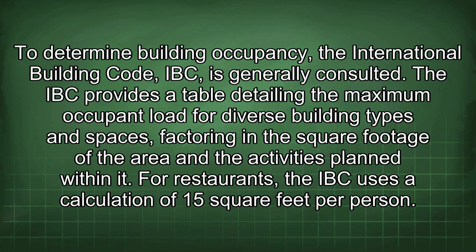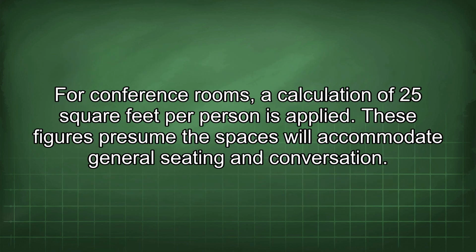The IBC provides a table detailing the maximum occupant load for diverse building types and spaces, factoring in the square footage of the area and the activities planned within it. For restaurants, the IBC uses a calculation of 15 square feet per person. For conference rooms, a calculation of 25 square feet per person is applied. These figures presume the spaces will accommodate general seating and conversation.